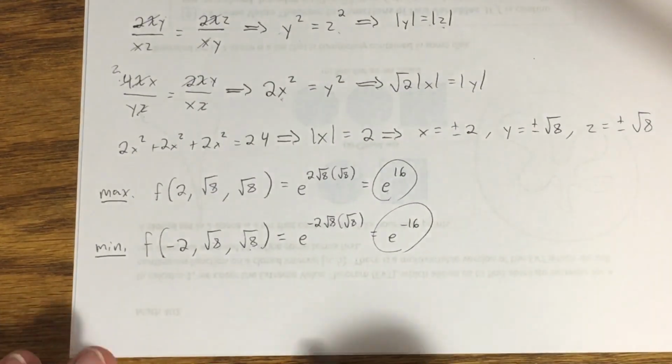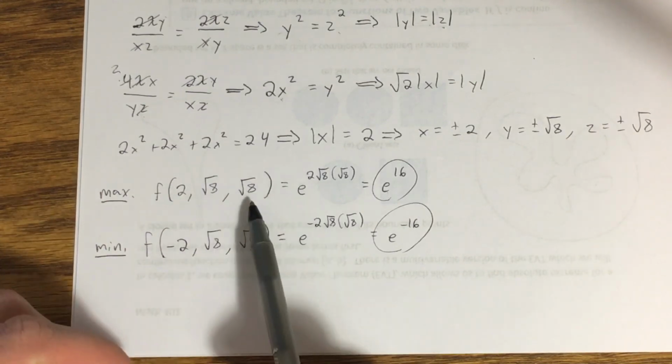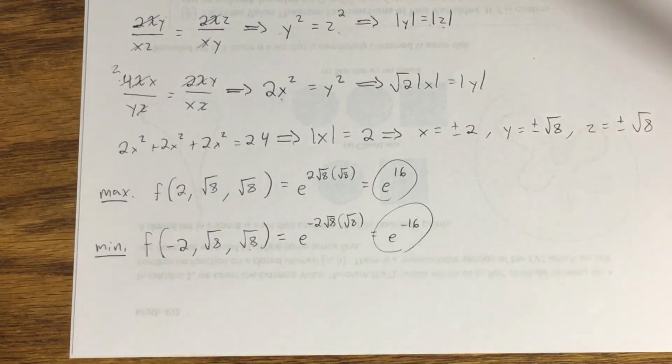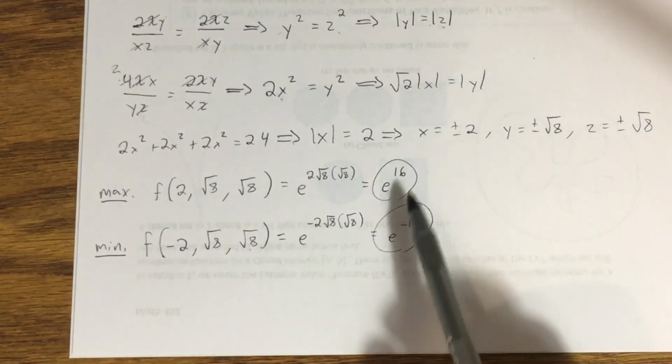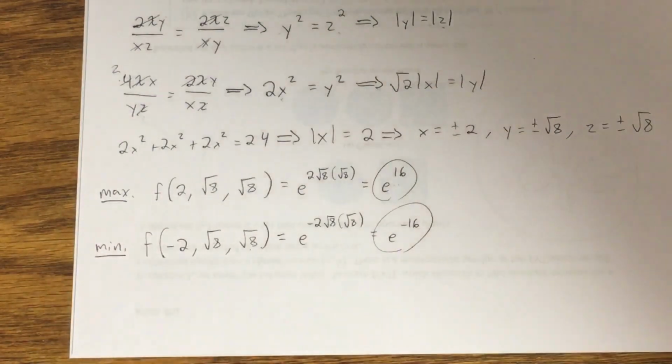Hopefully you can see why using different combinations of plus or minus 2, plus or minus root 8, plus or minus root 8 won't give you anything different than e to the 16th or e to the negative 16th. And just by comparing these, this is clearly a much larger value than this is. Okay? So that's the Lagrange multiplier method. We're going to do one more example, but we'll do that in the next video.